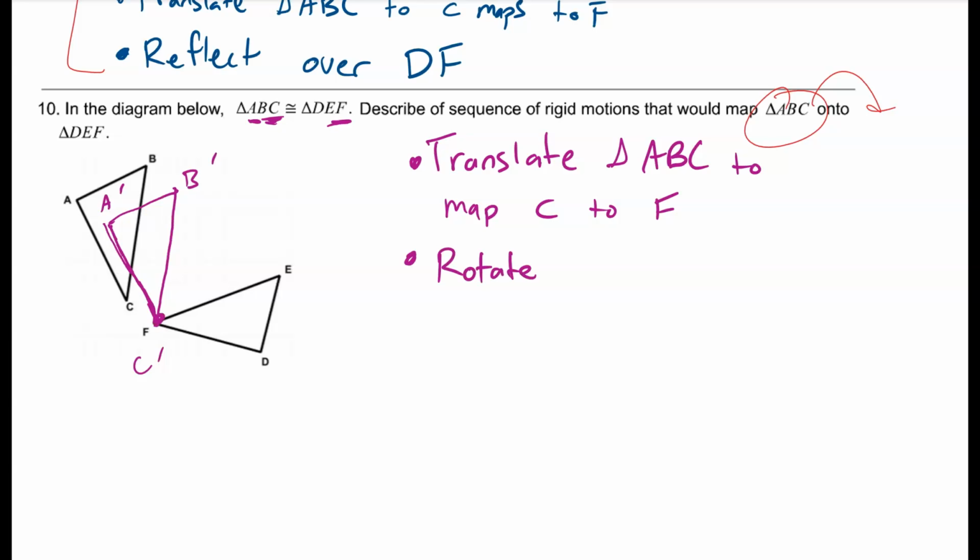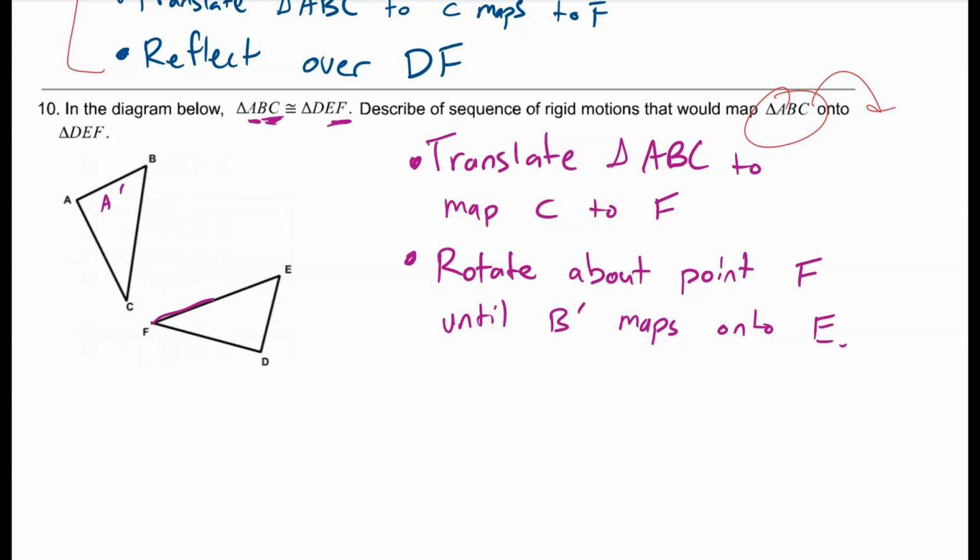I want C prime to stay in place. So I'm going to rotate about point F. But I don't really know how many degrees it is. It looks like it's a little bit less than 90, but I don't have my protractor, so I can't measure it. So I'm just going to say rotate about point F until B prime maps onto E. So if I were to do that, I'm closing these figures onto one another so that my picture would now look something like that, where that's my A double prime, and they're latched onto one another.